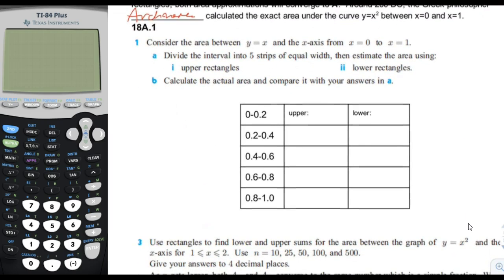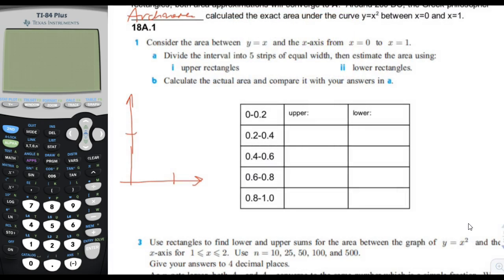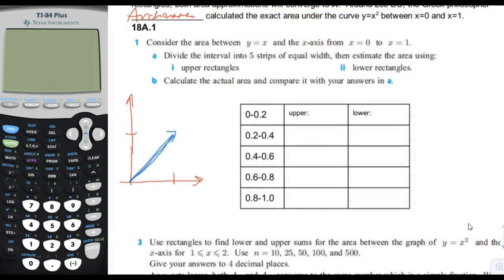Consider the area between y equals x and the x-axis from 0 to 1. Let's draw a little graph just to see what that looks like. Y equals x, if you remember, is a straight line at a 45-degree angle. Looks kind of like that. The region from x equals 0 to x equals 1 is from here to here. They want to know how much is this area here. Okay, from 0 to 1.